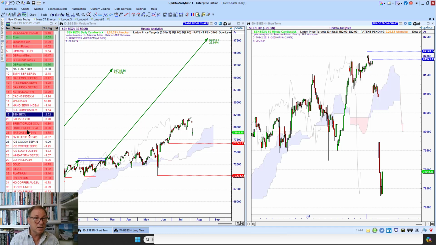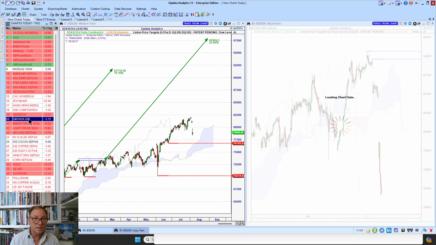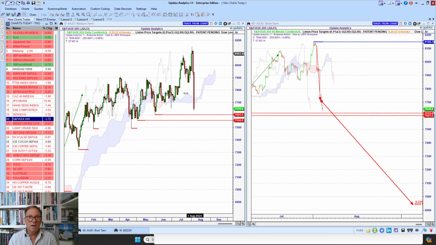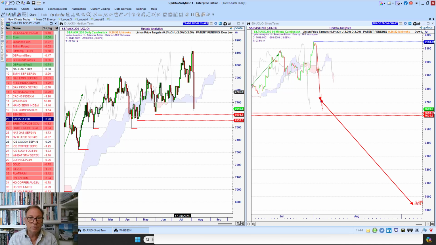We'll look at the energy mix in a minute. In fact, just a quick look at Oz. That's been affected, down 3.7%. Downside target there as well. Big move through the cloud. Really no avoiding what's going on.